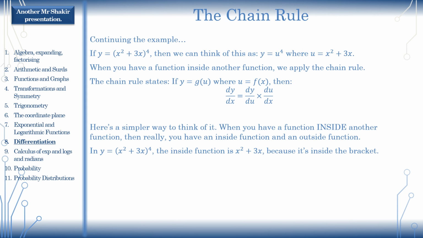And so in y equals (x squared plus 3x) all to the 4, you have an inside function, x squared plus 3x, because it's inside the bracket, and the bracket stuff all to the power of 4, we can call everything of that the outside function. Then what is the chain rule saying?